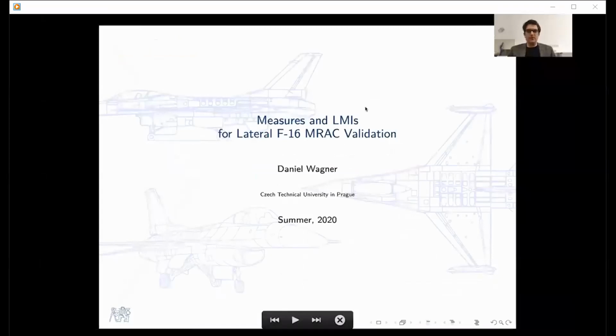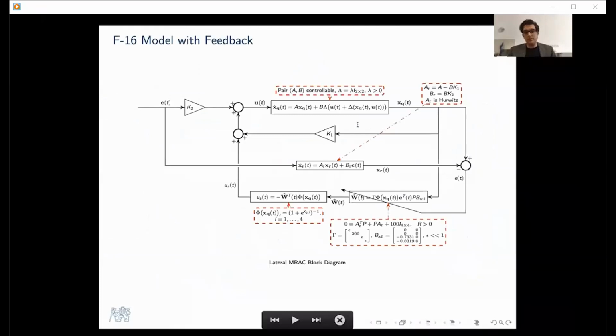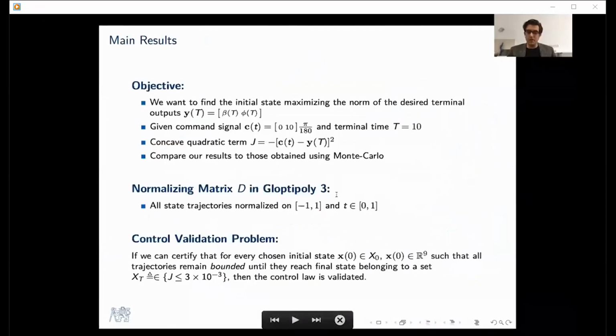My name is Daniel Wagner, and here today I'm going to discuss measures and LMIs for lateral F-16 MRAC validation. So here's the model in question. It's an F-16 Dutch roll model with some uncertain polynomial dynamics inside of it taken from one of Lavretsky's papers, and it's subject to nominal and adaptive feedback right here and the standard assumptions for MRAC, and here's all the tuning parameters we use. For the theoretical preliminaries, I refer you to the paper that we submitted in.